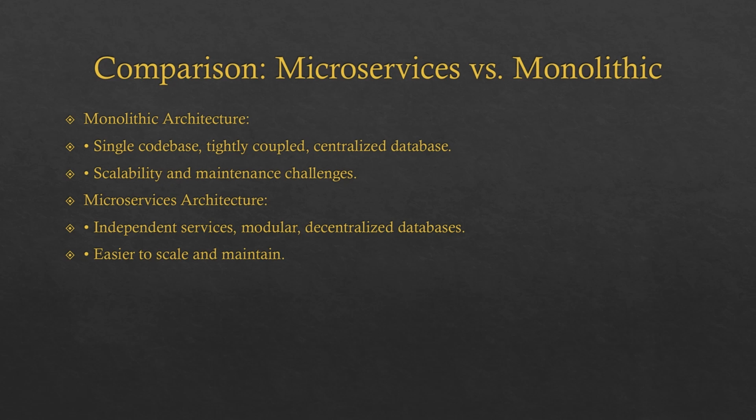When comparing microservices to monolithic architecture, the differences are clear. In monolithic design, the application is a single, tightly coupled code base, which can make scaling and maintaining it difficult. Microservices, on the other hand, offer independent services with decentralized databases, which allow for easier scaling and maintenance. The flexibility to choose different technologies for each service is a huge advantage.